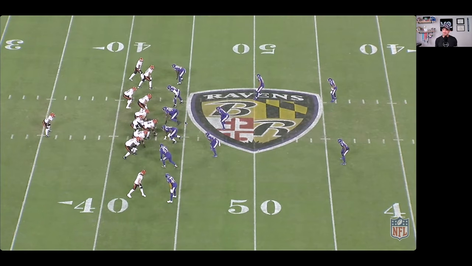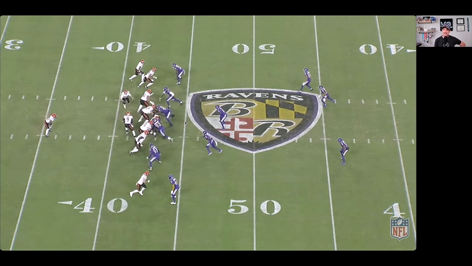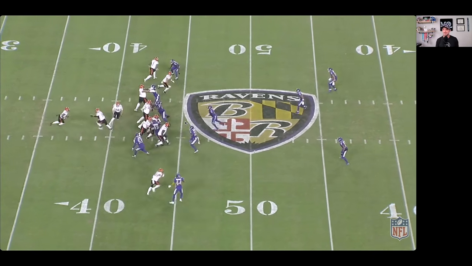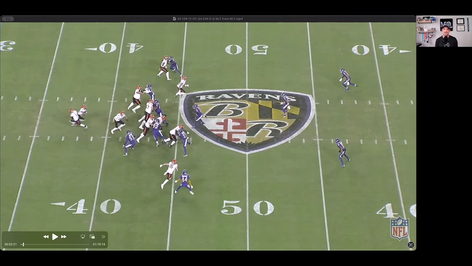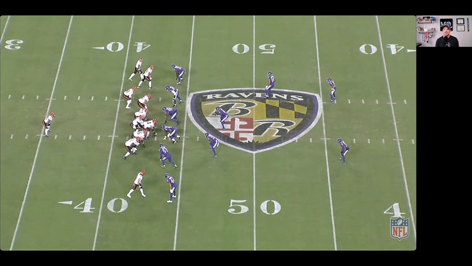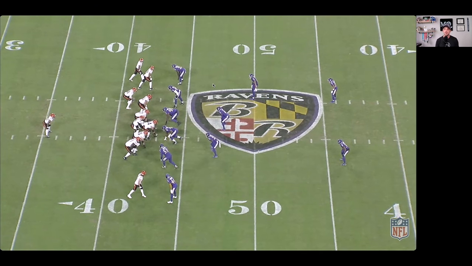Coverage wise, we have something really interesting here. So we have a 2-high shell, but at the snap of the ball, we still run Tampa 2. So you can see that this ends up being a Tampa 2. And if you're like, well, wait, that's not a traditional Tampa. Well, this is what you call a non-traditional Tampa. So the nickel is actually going to pop out, and he is going to be the deep half.